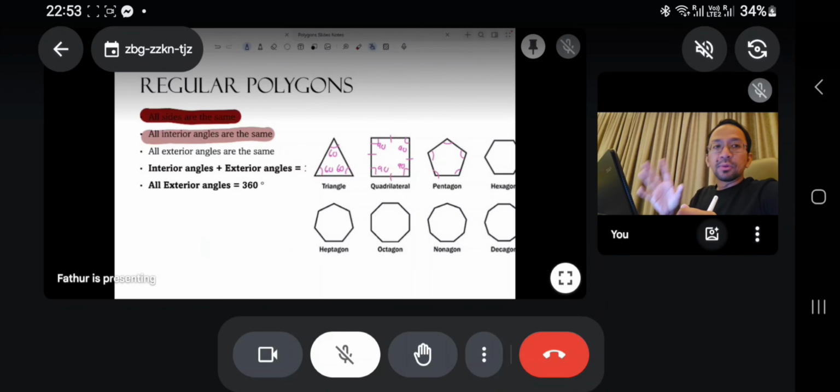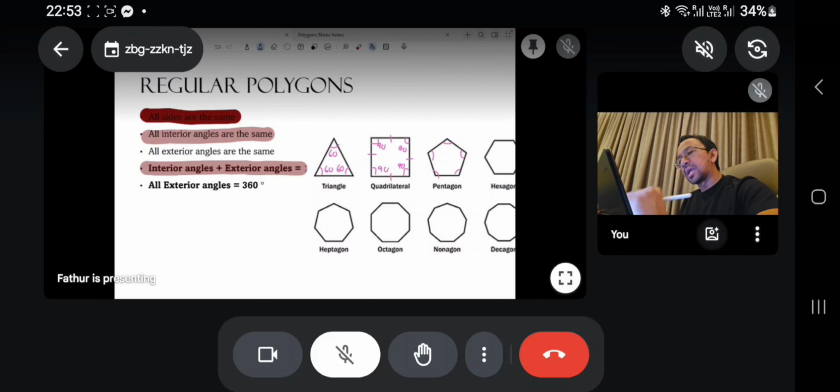Now this applies to polygons and regular polygons, so all types of polygons. Every interior angle plus its exterior angle equals 180 degrees. Just take note, this equals 180 degrees.